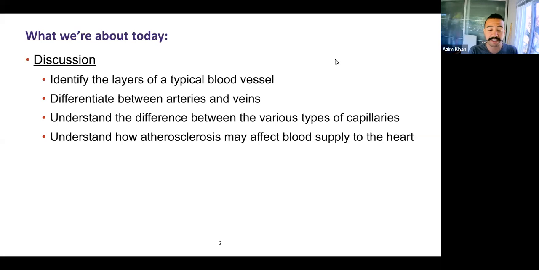So here we're going to identify the different layers of blood vessels, what the difference is between arteries and veins, not just that one is towards the heart and one's away from the heart, but also the composition of the layers. We'll also look at the different types of capillaries, because there's more than one type of capillary, and we'll also understand how atherosclerosis affects blood supply to the heart.